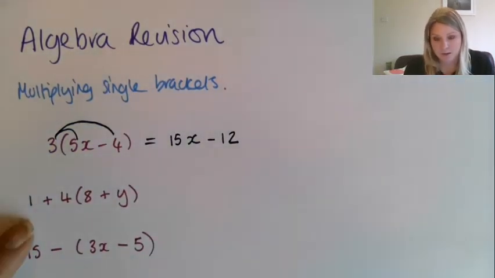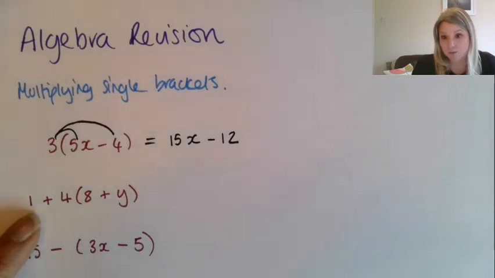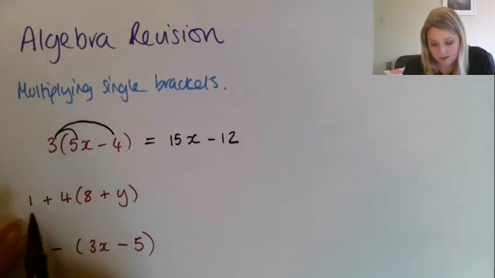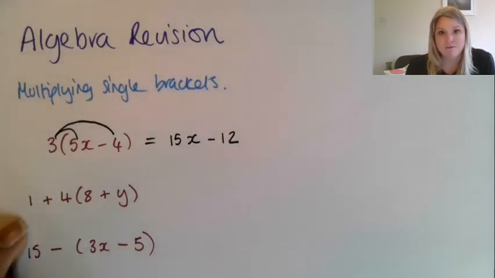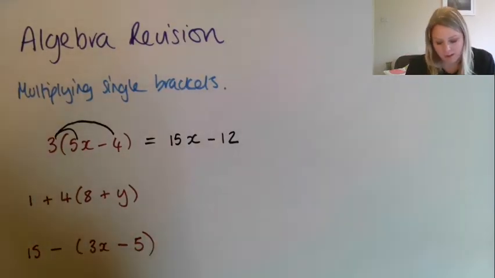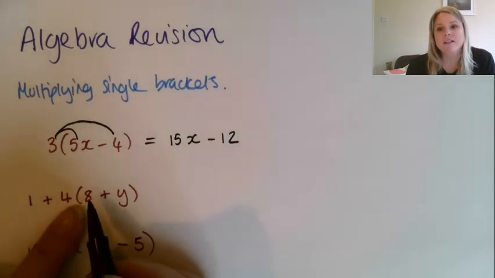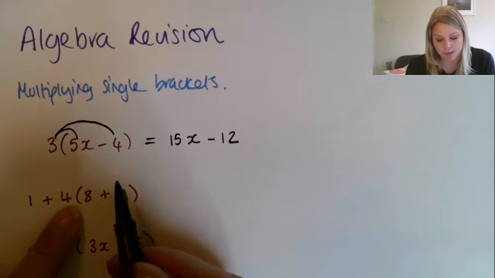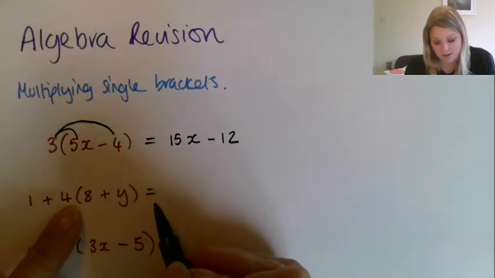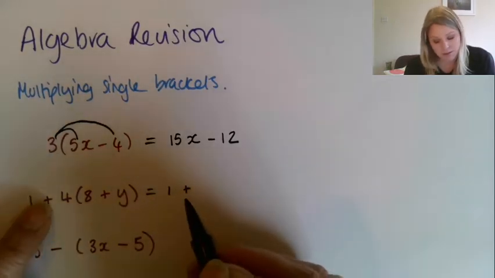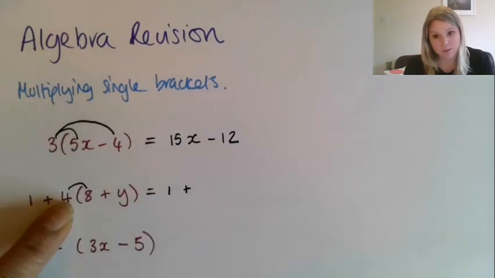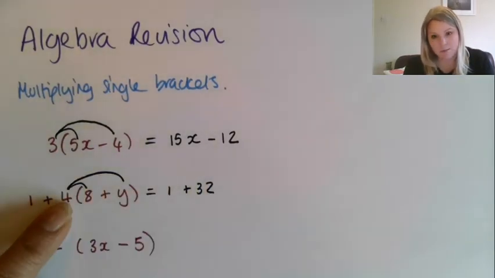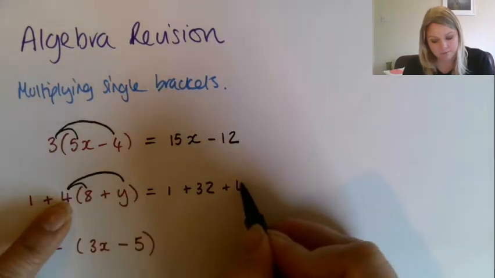Okay, this one, I've added this in on purpose because sometimes people get confused. They'll not apply BIDMAS and they'll add these together and multiply everything by 5, but that's wrong. It's only the thing that is directly beside the bracket that you multiply by. Okay, so our next line in this would be 1 plus 4 has to get multiplied by 8 to give us 32. 4 multiplied by y gives us 4y.